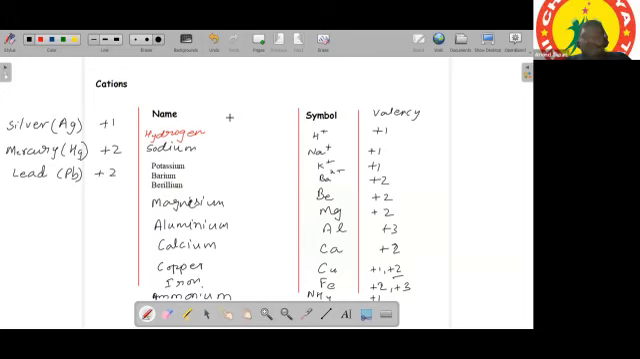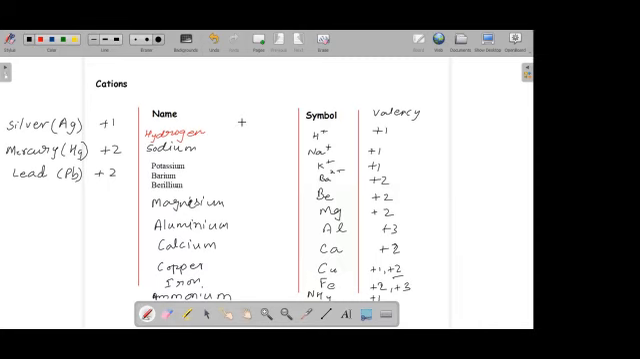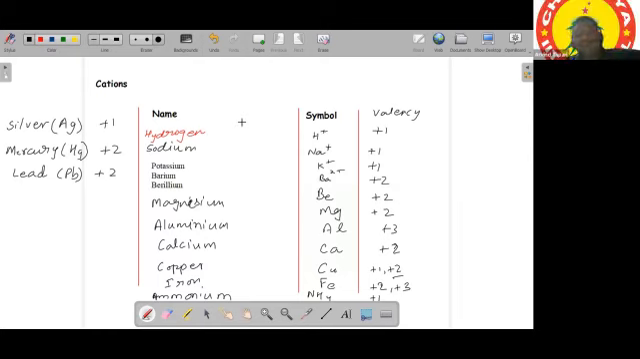Fine, so these are all the cations. Then we'll see all the anions and then we'll try to form the formulas. So, Orosmith, are you able to frame the formulas? Yes, sir. Okay. So first of all we'll see the anions. So the next category we are placing is the anions.